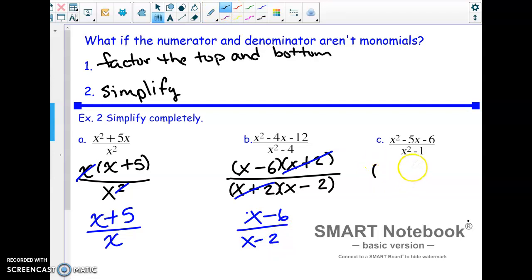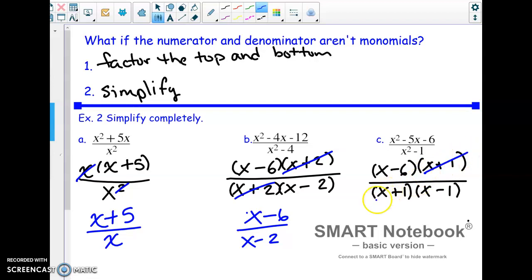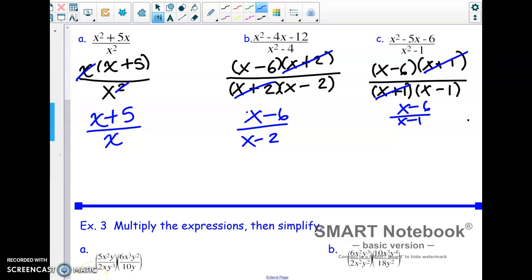For c, I'm going to do the exact same thing. I'm going to factor first. So x, I need two numbers that multiply to give me negative 6, but add to give me negative 5. So negative 6 plus 1, negative 6 times 1 is negative 6, negative 6 plus 1 is negative 5. And then use the difference of squares again. The square root of x squared is x, the square root of 1 is 1. I have a positive term and a negative term. I'm going to eliminate what is the same, and so then I'm left with x minus 6 over x minus 1. Now, sometimes we just have to multiply.